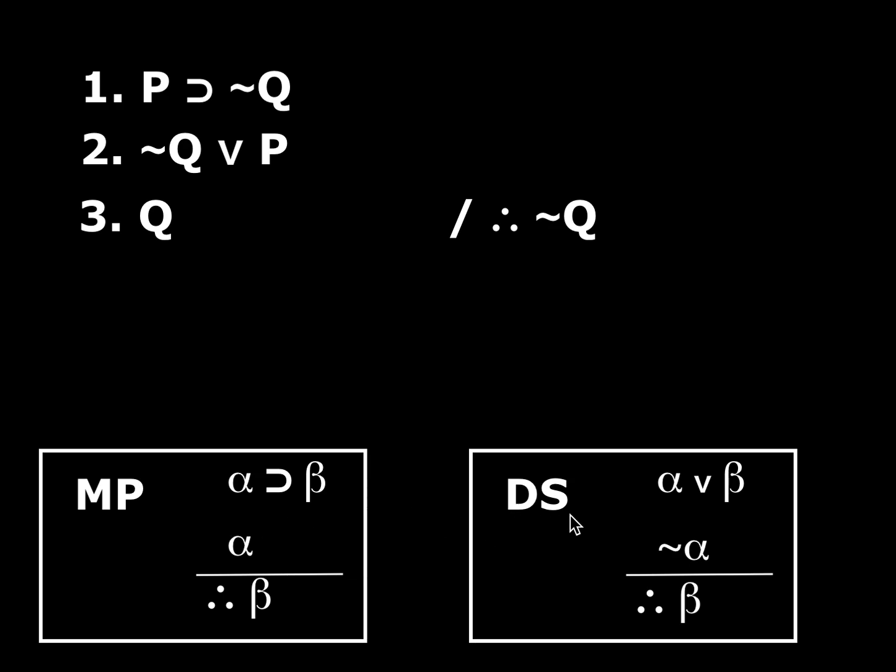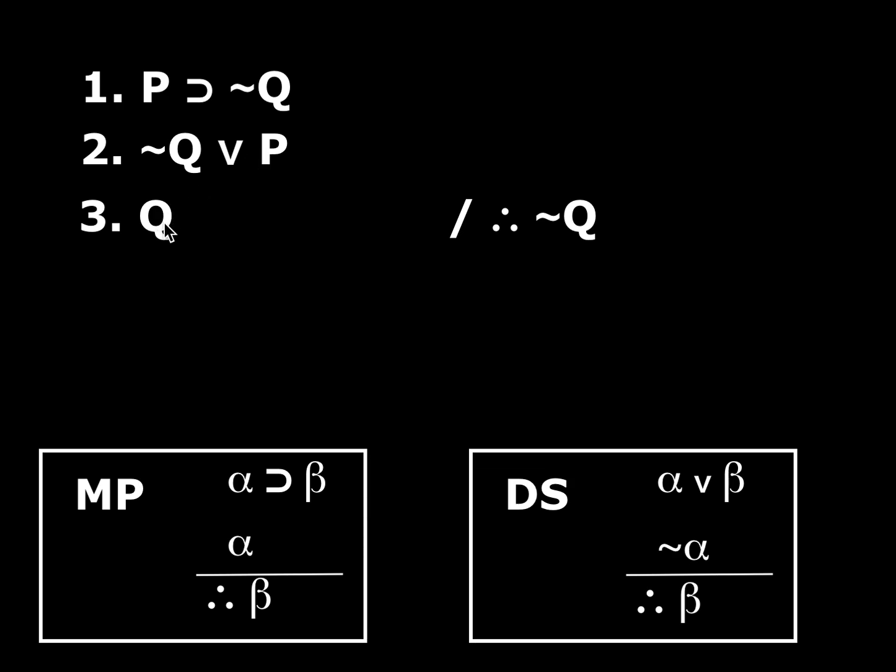What about DS? Well, I need two pieces for DS. I need a disjunction, and I need the negation of one of the disjuncts. Do I have that? Yeah, look, line 2 is a disjunction. Line 3 is the negation of that first disjunct. So I have the pieces I need to use DS.